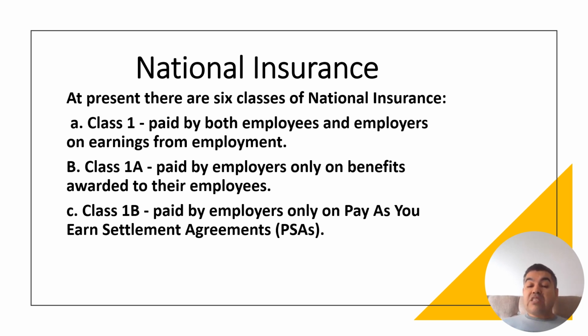And class 1B is paid by employer on a PSA agreement, for certain benefits that are small and minor, where you agree with HMRC. As an employer, sometimes you wish to reward your employees by entertaining them. Then you make a PSA agreement with HMRC. You place these benefits on that agreement, and then you agree to pay tax on behalf of the employee. And if there is any national insurance contribution due, you also pay this. So this is called class 1B NI.